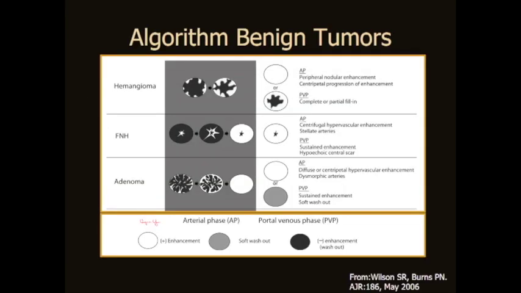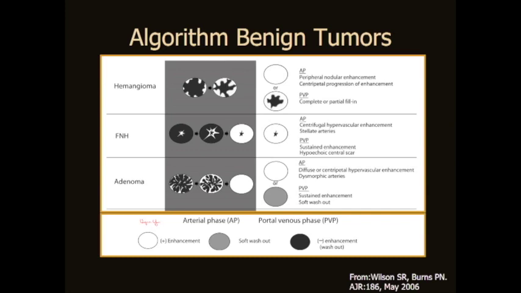So if we look at the algorithm that Peter Burns and I published back in 2006, if I include just these three common benign lesions, you can see that the gray column in the arterial phase has got little pictures of the specific features that we're looking for. And so what's important about this? Well, when we do dynamic real-time ultrasound with CEUS, we're looking for these specific patterns.